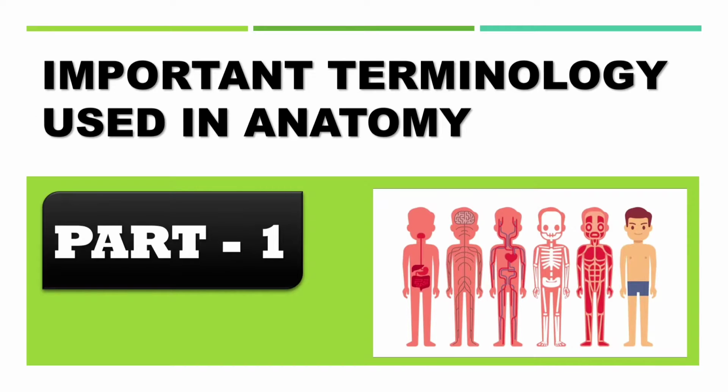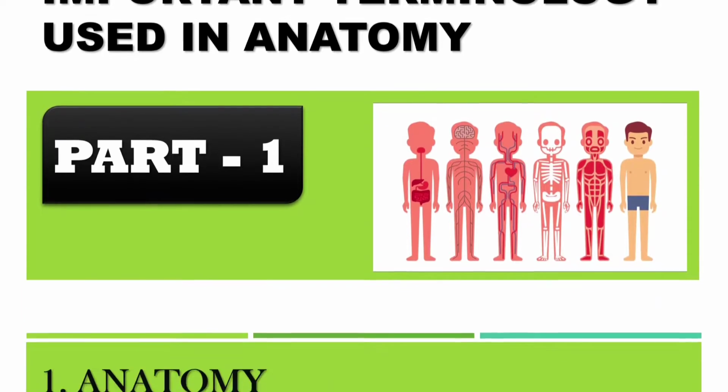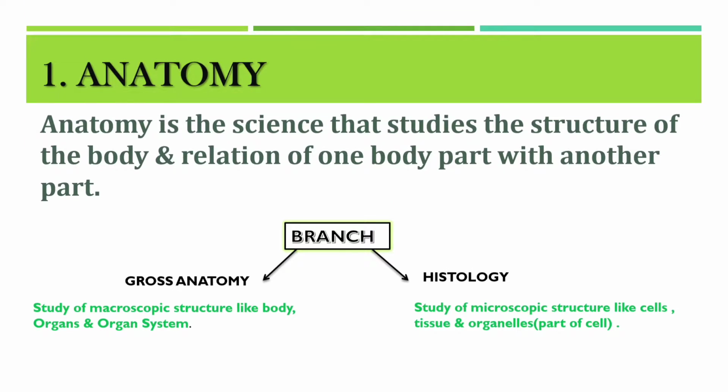Starting with the important terminology used in anatomy. So starting with the definition of anatomy. Anatomy is the science that studies the structure of the body and the relation of one body part with another part. It has mainly two branches, that is gross anatomy and histology.